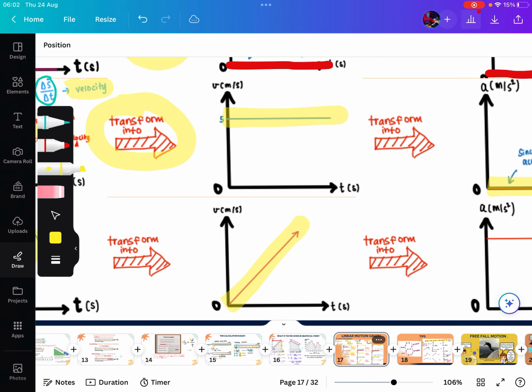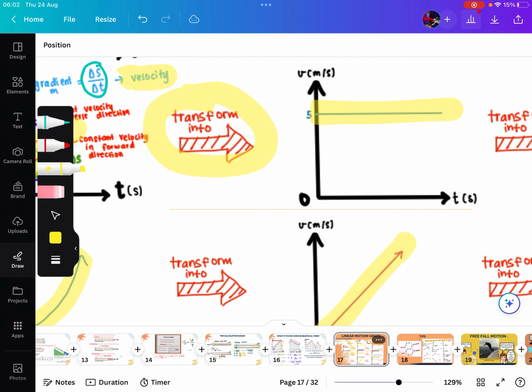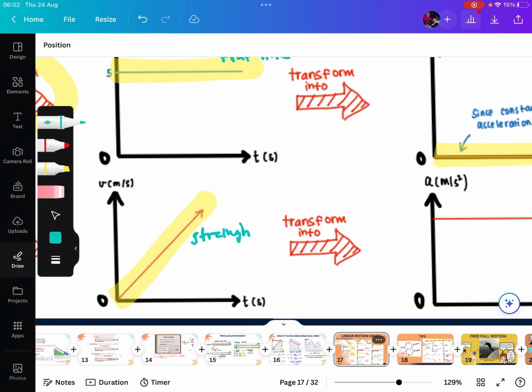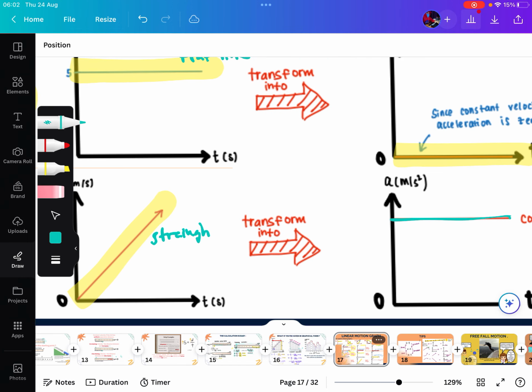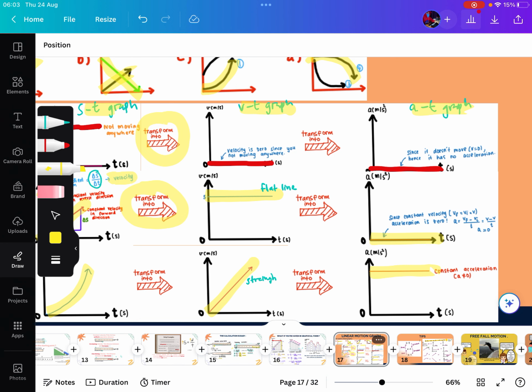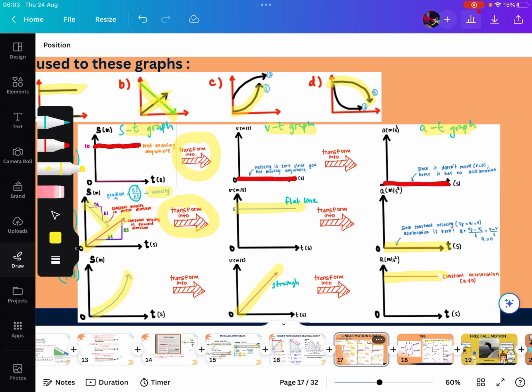And from a straight line, you want to transform into another axis. Remember that previously, when you have a straight line and you transform into another axis, it will be a flat line. So this is actually a flat line. Then this is a straight line, you change into another axis, and it will form a flat line like that. So that's actually my way to remember how to transform the graph from one axis to another axis.